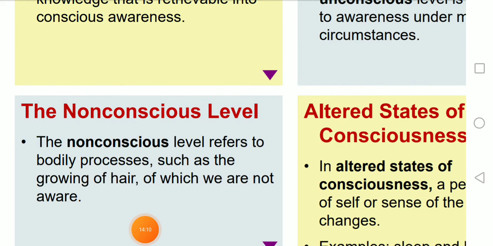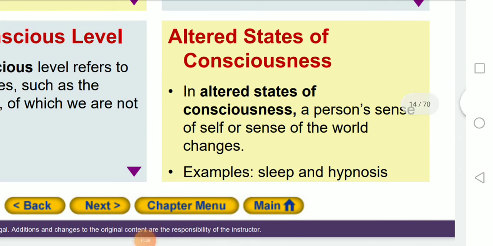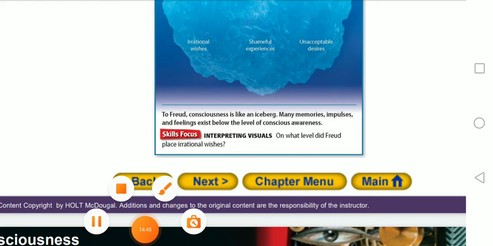What about the non-conscious level? The non-conscious level refers to bodily processes such as the growing of hair, of which we are not aware, the growing of your nails, you are not aware of that. So this is the non-conscious level. And here I will talk about what? Altered states of consciousness. In altered states of consciousness, a person's sense of self or sense of the world changes. Like sleeping and hypnosis. Here we know Freud.